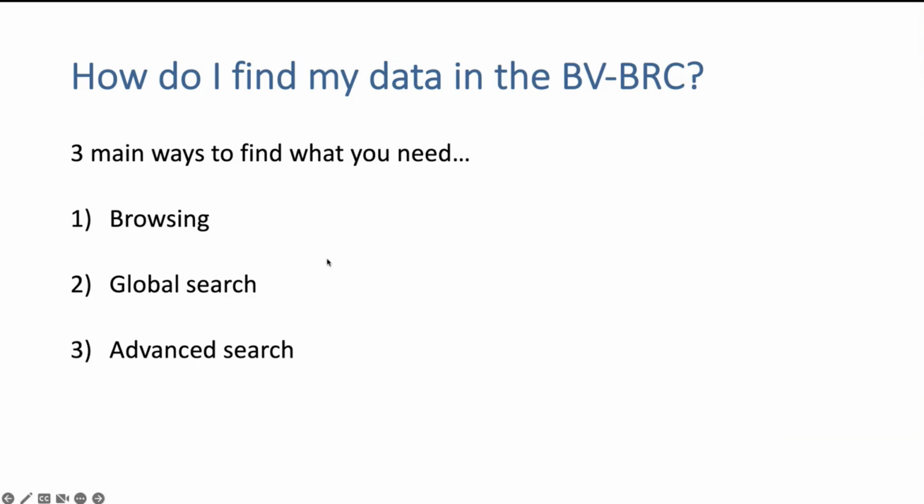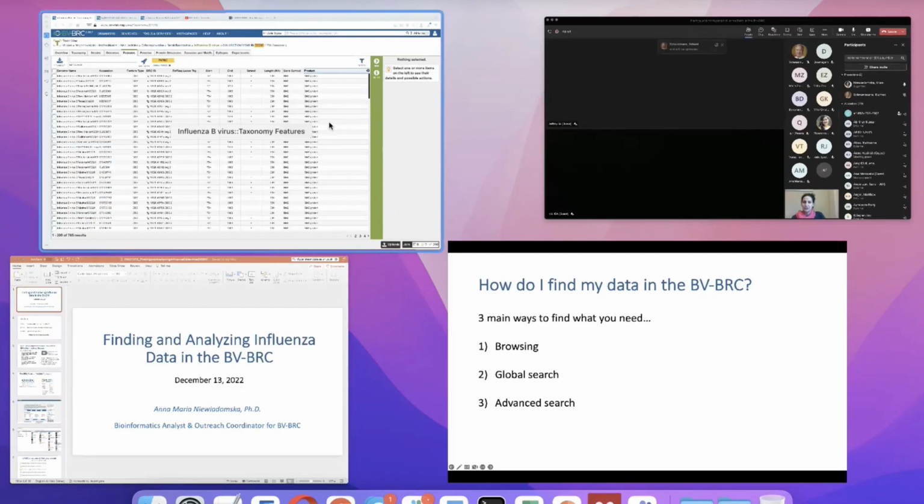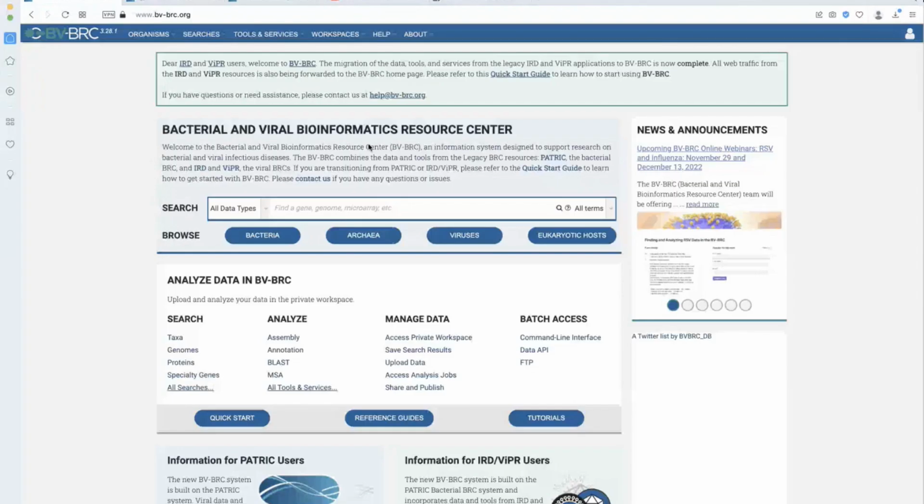So if you're coming from IRD, you might have a little trouble figuring out how exactly to find what you want. There's a few different ways. One of them is just through browsing, which is what I've just showed you. The other is the global search, and the third is the advanced search. So I'm going to show you quickly how you would go about doing a global search.